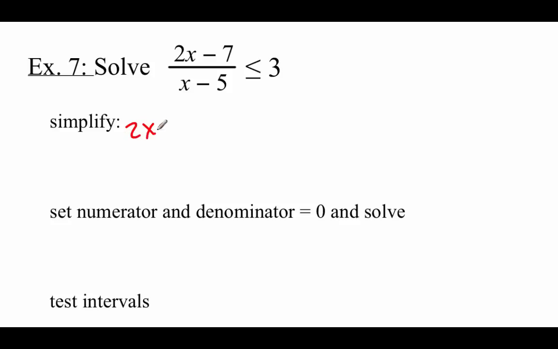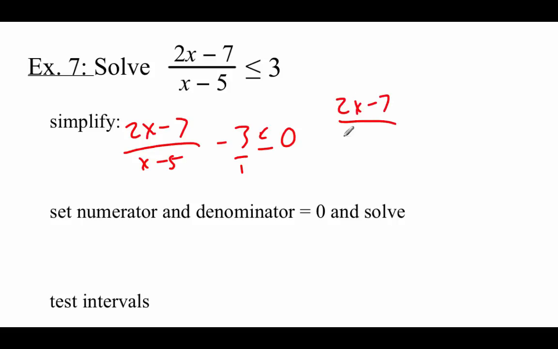So we end up with 2x minus 7 over x minus 5 minus 3 is less than or equal to 0. Now we need to put these fractions together, and in order to do that, we're going to need a common denominator. So I'm going to take this 3 over 1 fraction and multiply both top and bottom by x minus 5. So we get 2x minus 7 over x minus 5 minus 3 times x minus 5 all over x minus 5 is less than or equal to 0.